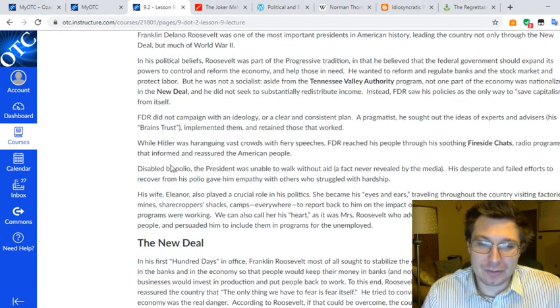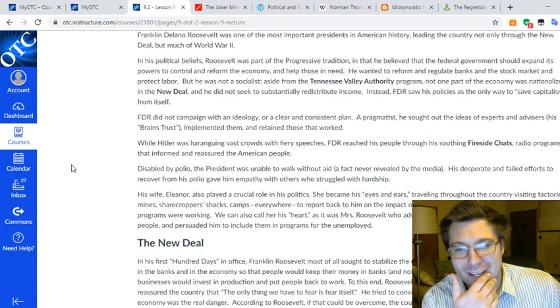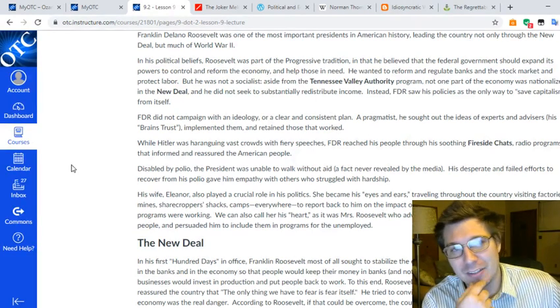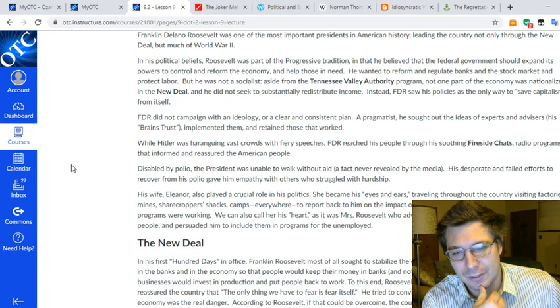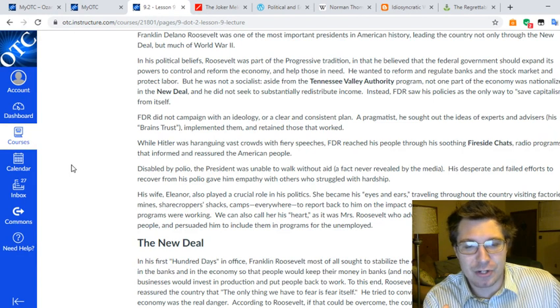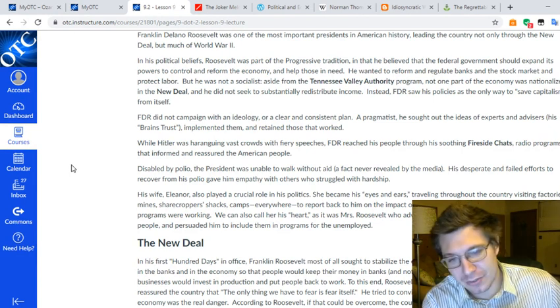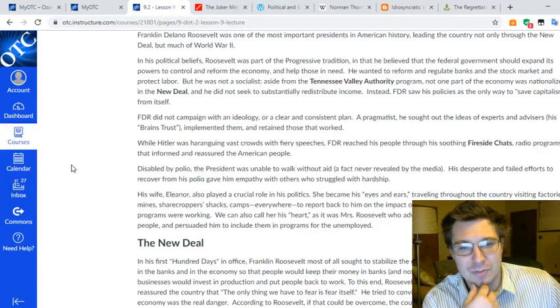Disabled by polio, the president was unable to walk without aid, a fact never revealed by the media at the time, interestingly enough. His desperate and failed efforts to recover from his polio gave him empathy with others who struggled with hardship. His wife, Eleanor, also played a crucial role in his politics. She became his eyes and ears, traveling throughout the country, visiting factories, mines, sharecroppers' shacks, camps, everywhere, to report back to him on the impact of the Great Depression and how the New Deal programs were working.